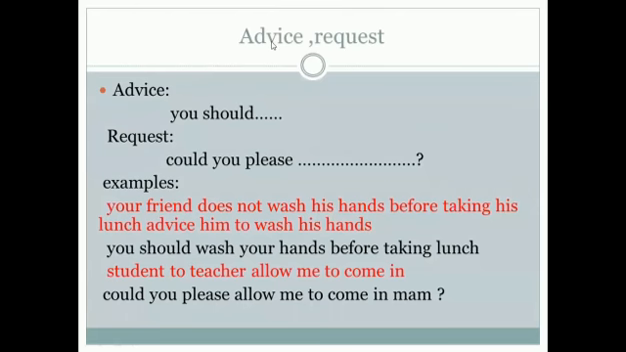And advice or request is very easy. So when a sentence is to be converted into advice, we should use you should, and in the request form we should use could you please and end with a question mark. So examples: your friend does not wash his hands before taking lunch. Advise him to wash his hands. You should wash your hands before taking lunch. Student to teacher, allow me to come in. So it should be in request form. So could you please allow me to come in, ma'am?